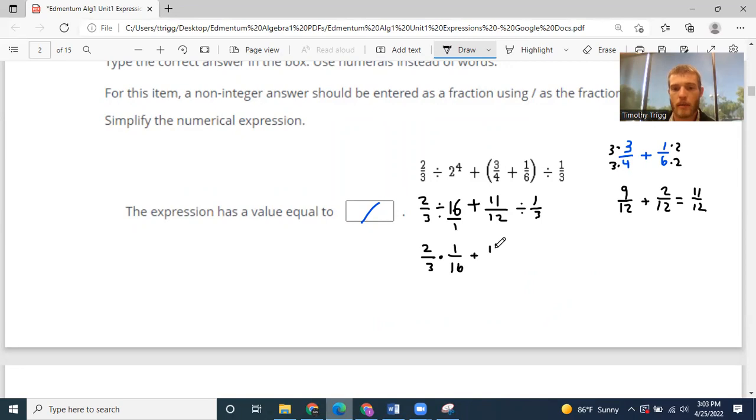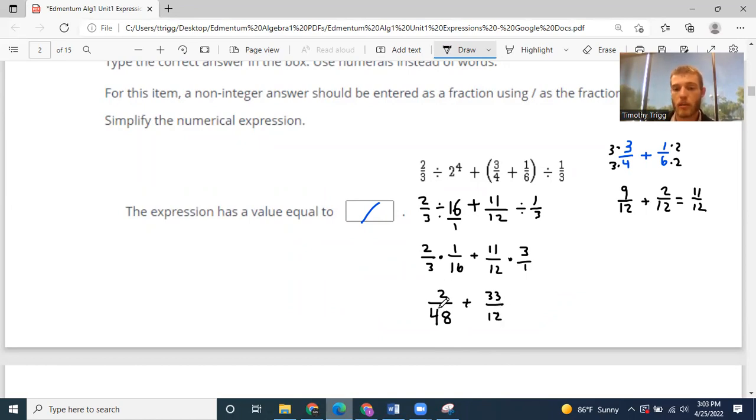I'm going to go ahead and do the same over here: 11/12 times 3/1. Now to multiply fractions, you can multiply top times top, bottom times bottom. So 2 times 1 is 2, 3 times 16 is 48. Same thing over here: 11 times 3 is 33, over 12 times 1 is 12.